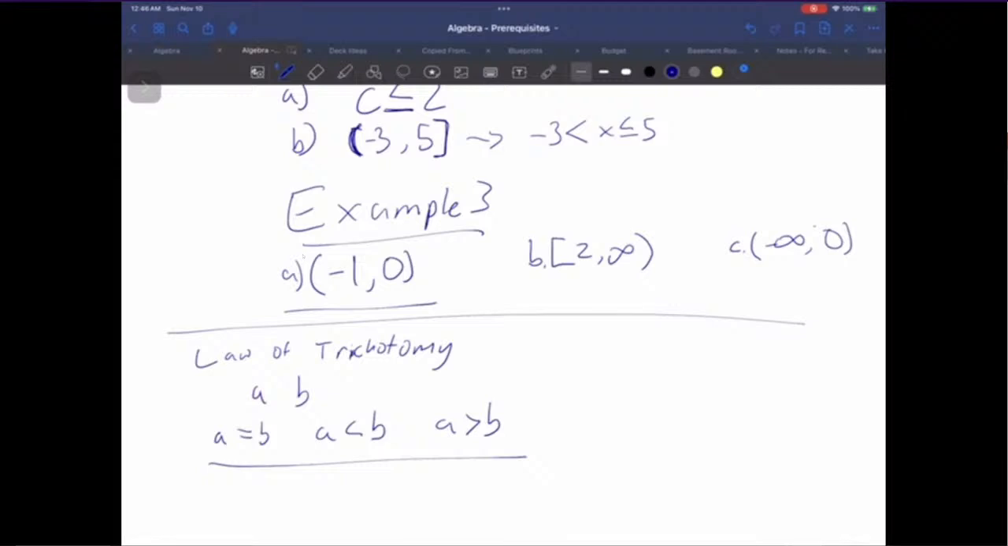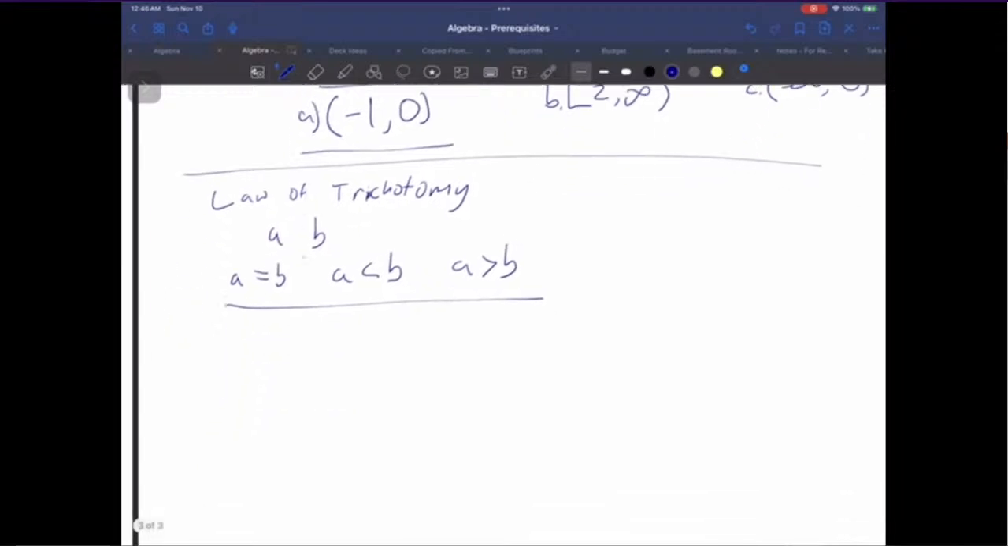Okay, so now, and P1 is kind of long, we can talk about absolute value and distance. So let's go.